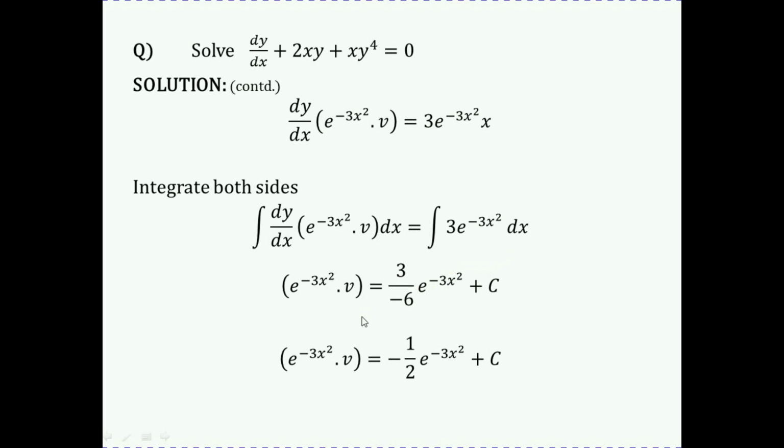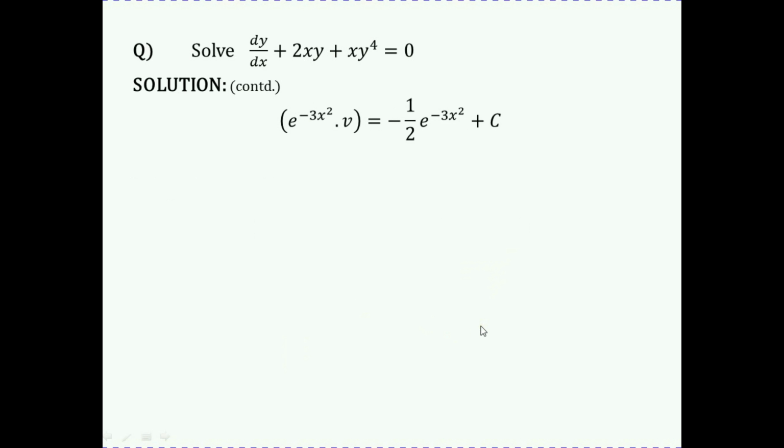We can simplify it further as negative half of e raised to the power negative 3x squared plus c. Now let's substitute our v with y to the power negative 3. So our final equation becomes e raised to the power negative 3x squared times y raised to the power negative 3 equals negative half of e raised to the power negative 3x squared plus c. Thank you.